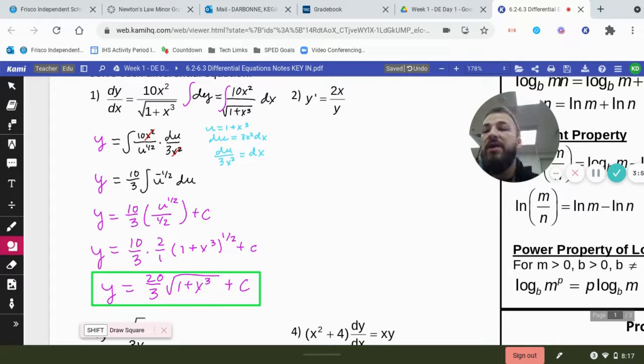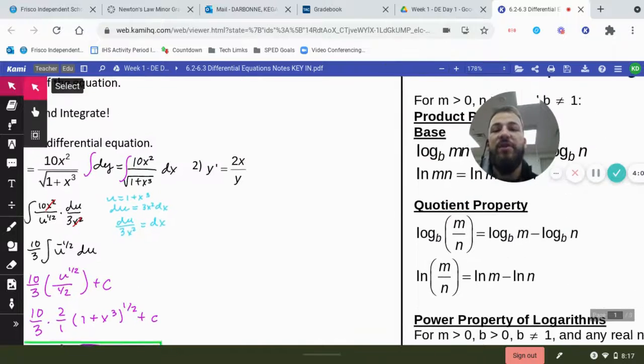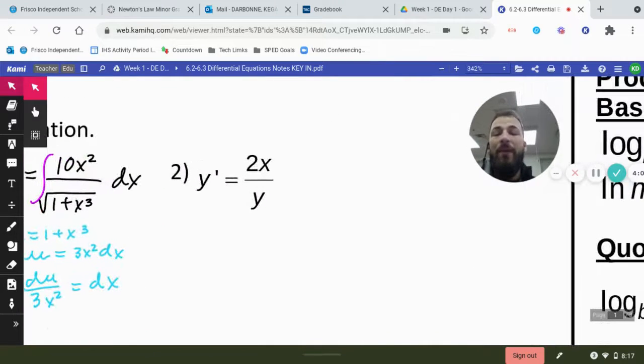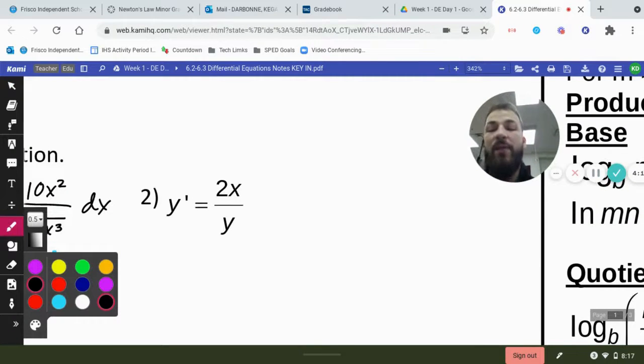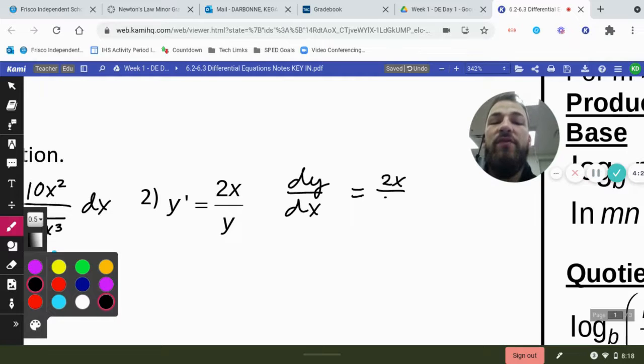And number 2 is going to be really what I'd say we consider to be our chapter 6 differential equations. So we have y prime is equal to 2x over y. First and foremost, y prime, I can go ahead and change that because y prime is the same as dy over dx. And the reason why I'm changing that is because I need to have dx over on one side and dy on the other. So I can't leave it as just y prime. And then over on the right side, I still have 2x over y.